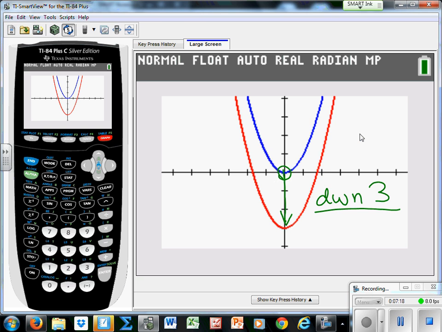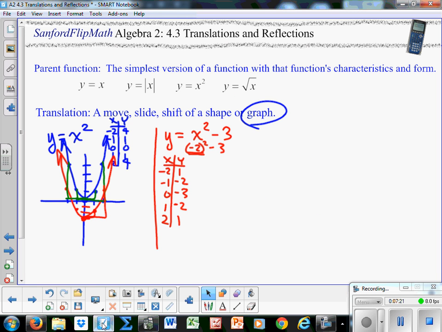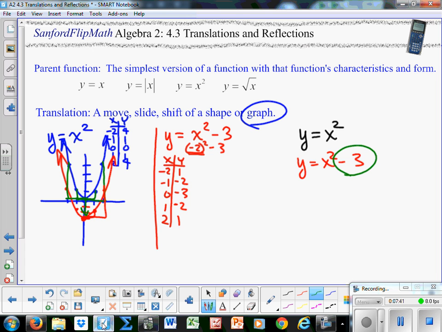If I pop back over to the other graph that I did by hand, it looks to me like this graph shifted down 3. So what I need you to see is when this 3 was on the outside, so I had y equals x squared, I had y equals x squared minus 3, and what happened? This minus 3 made the graph go down 3, so down 3 on the graph. That's a big deal.